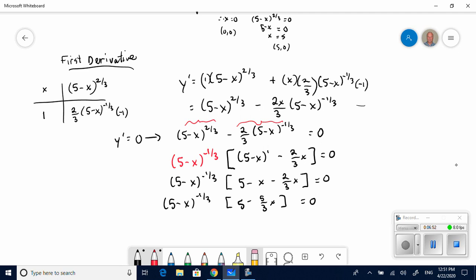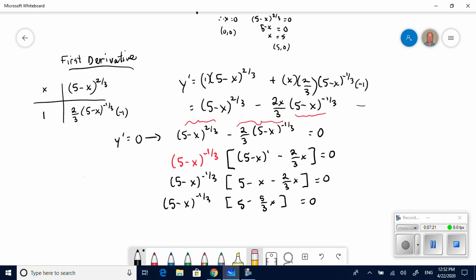Now the reason I chose to remove (5 minus x) to the negative 1/3 power is because of the existence of the term right in here. That's a messy situation, especially when I multiply it by 2x over 3. By removing that greatest common factor, it cleans up not only the first expression, which becomes 5 minus x to the power of 1, but it also leaves a second expression with negative 2/3 x.